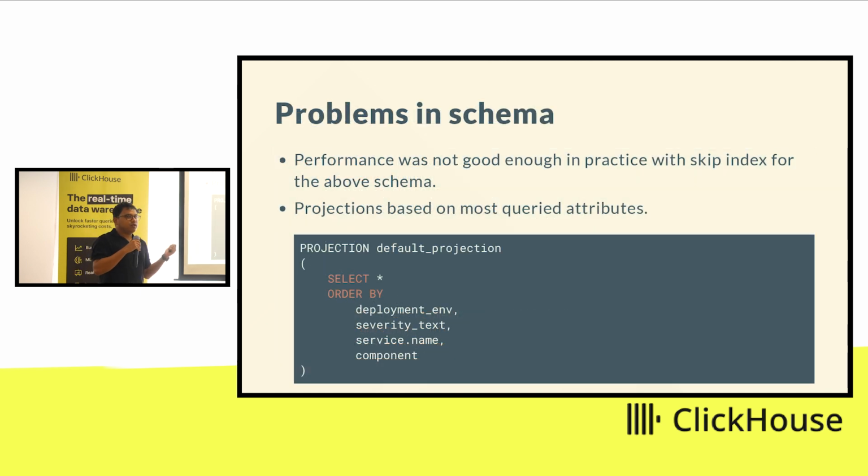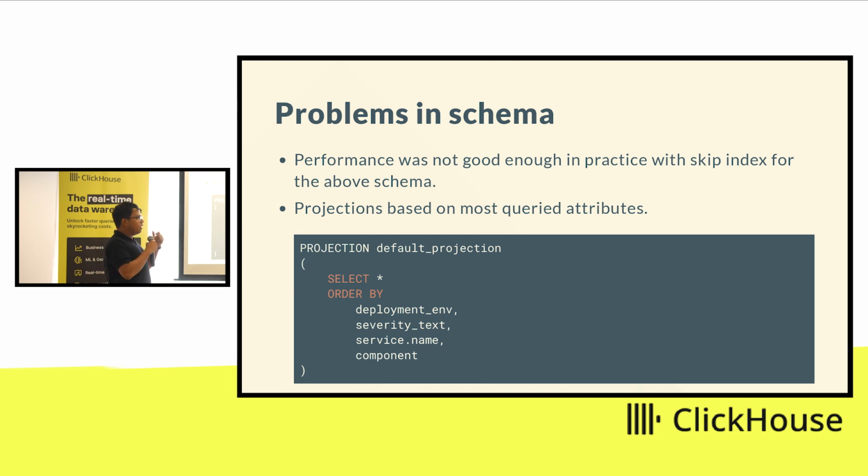But within a few months, we realized that this was not good enough. You cannot predict how skip indexes will work for different attributes. A lot of users have different kinds of attributes, and creating skip indexes on them doesn't actually improve performance unless you know what the data is, so you have to create them very precisely. To overcome that problem, we saw that some users were querying some attributes very frequently.